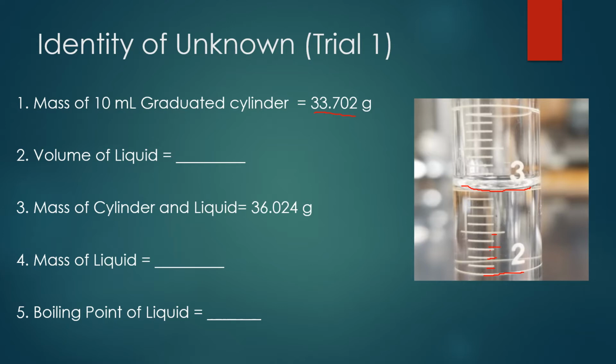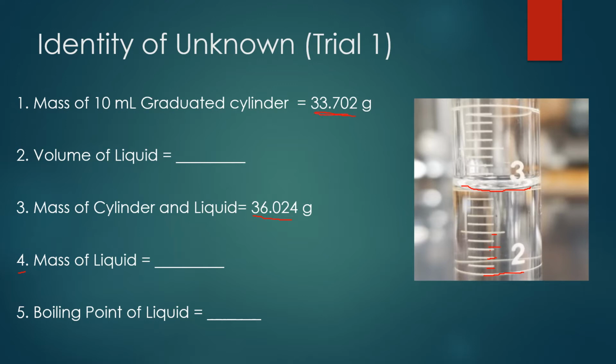Once we add the unknown liquid to the graduated cylinder, we then bring the cylinder with the liquid in it back to the scale and mass it once again to get the mass of the cylinder with the liquid, which is 36.024 grams. Now, to figure out the mass of the liquid, number 4, we're going to subtract those two masses.